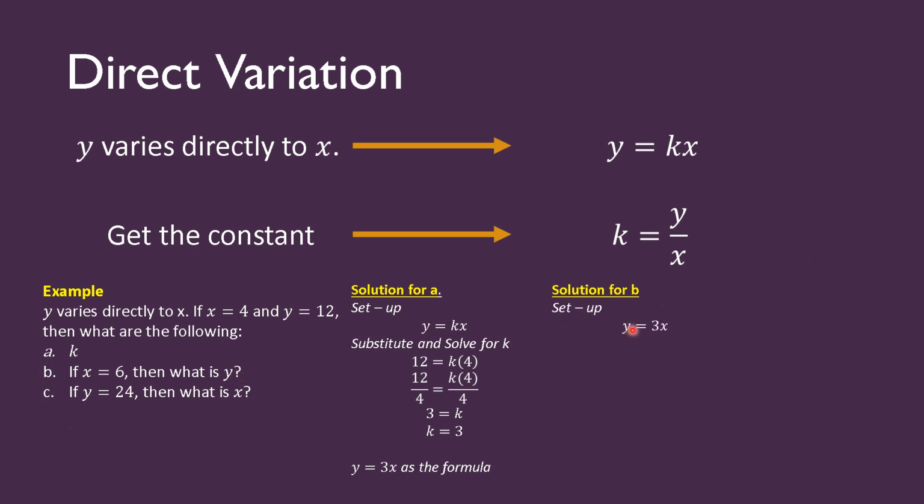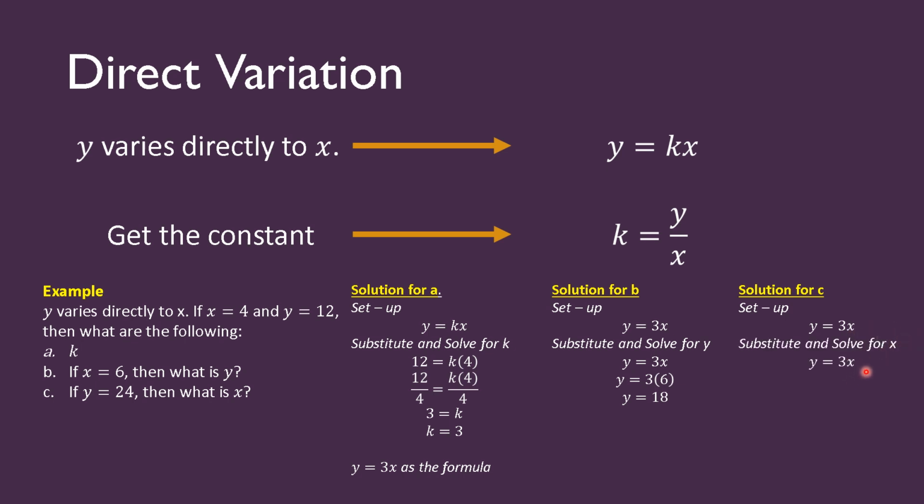Now, solving for b, let's have our setup, which is our formula, y is equal to 3x. So we're solving for y, therefore, if x is equal to 6, we substitute the value of 6. So y is equal to 3 times 6. Then we have 18. So the value of y if x is equal to 6 is 18. Let's solve now for c. Our setup is y is equal to 3x. Substituting the value to solve for x, we have 24 is equal to 3x. Dividing both sides by 3, we find out that x is equal to 8.